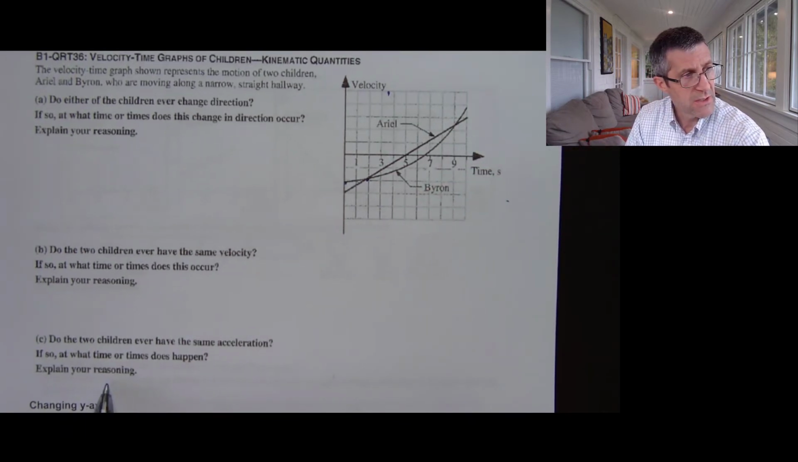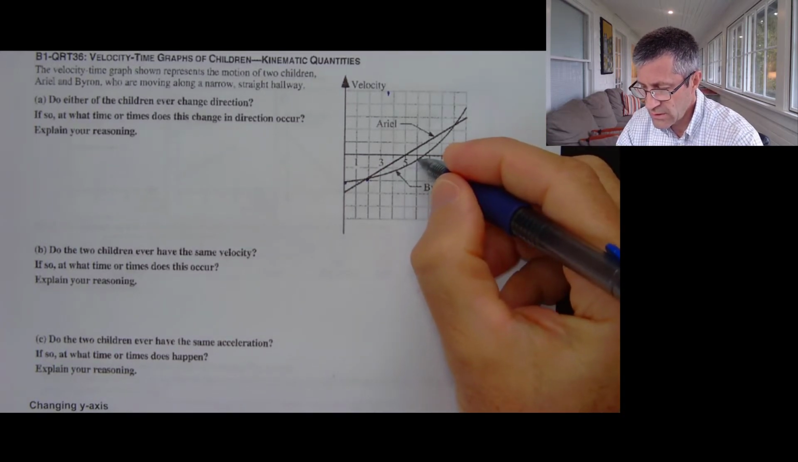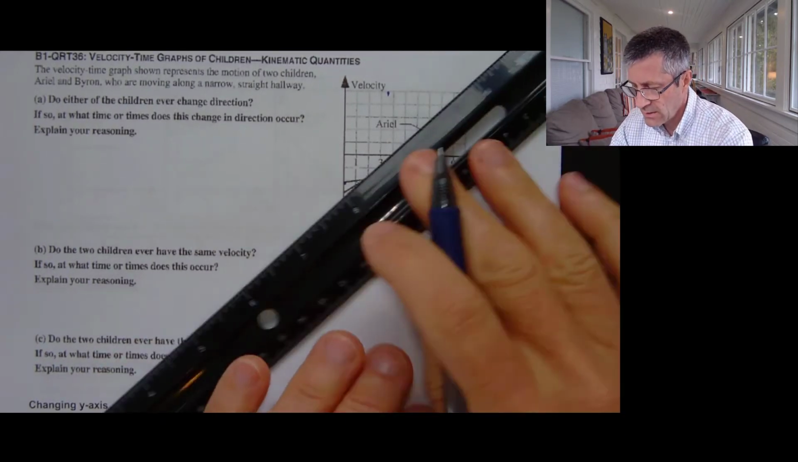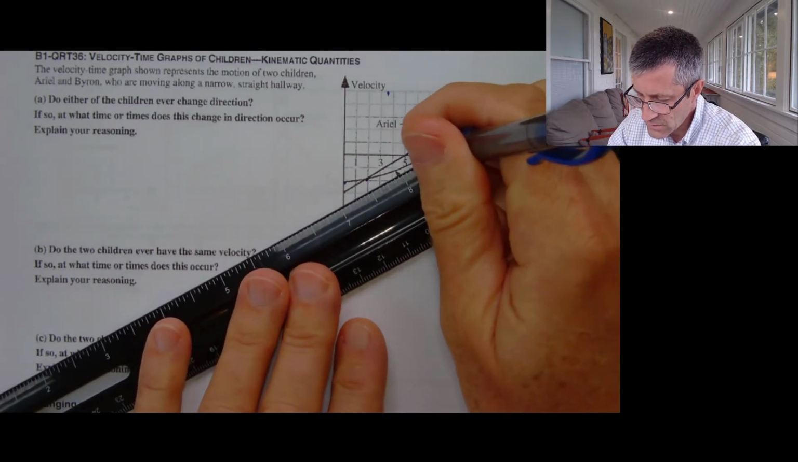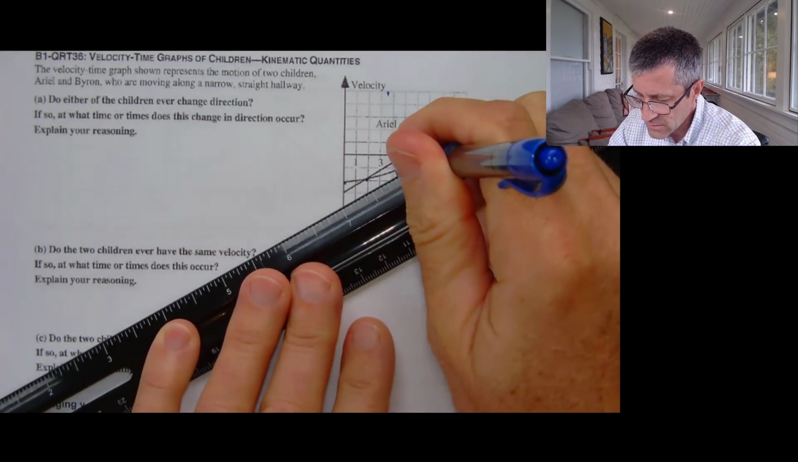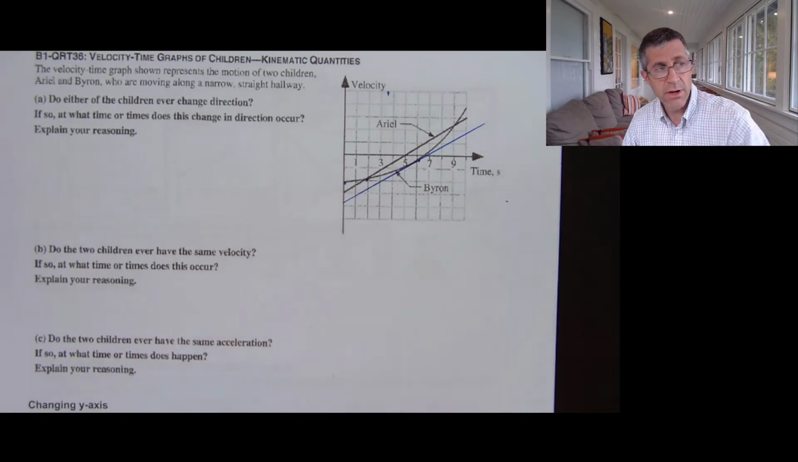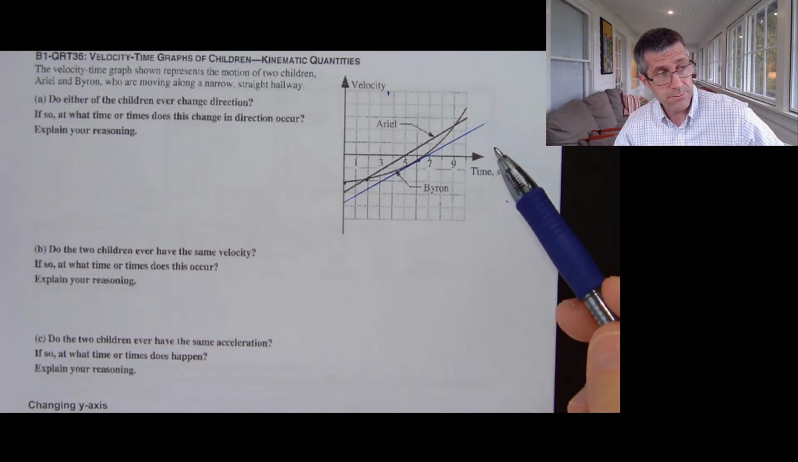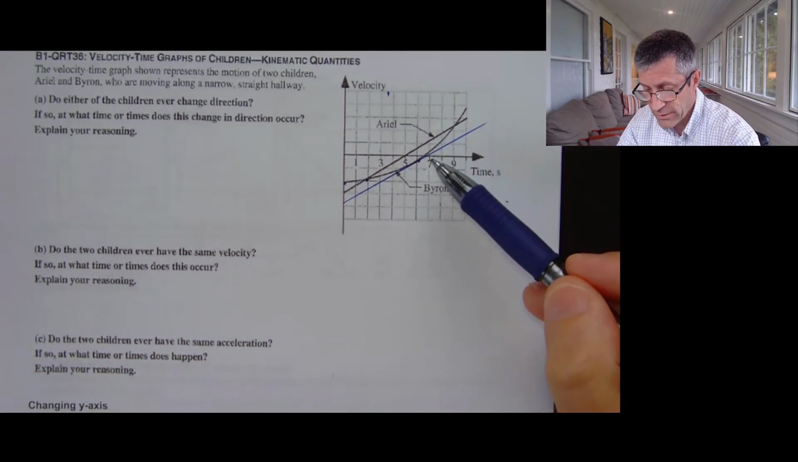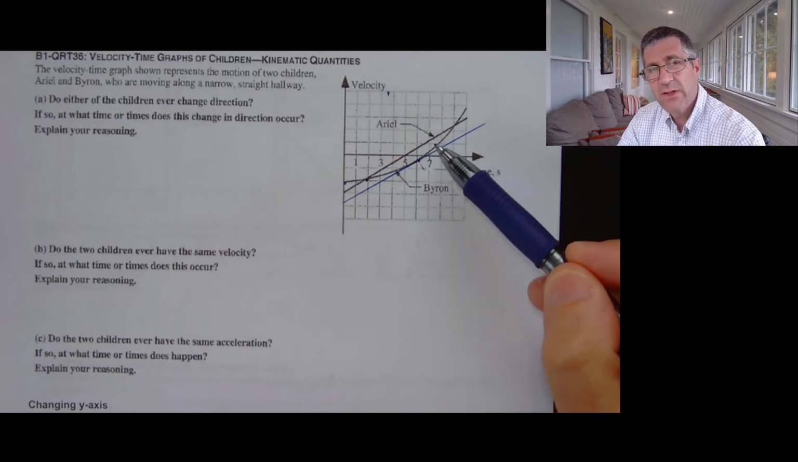Do they have the same acceleration? Well, now I need to take my slopes, and same thing, I'm going to find here that the slope of this line, so I can make a tangent line somewhere in the middle here, and it will be parallel, meaning it's going to have the same slope. So there is a point in there that they have the same acceleration.